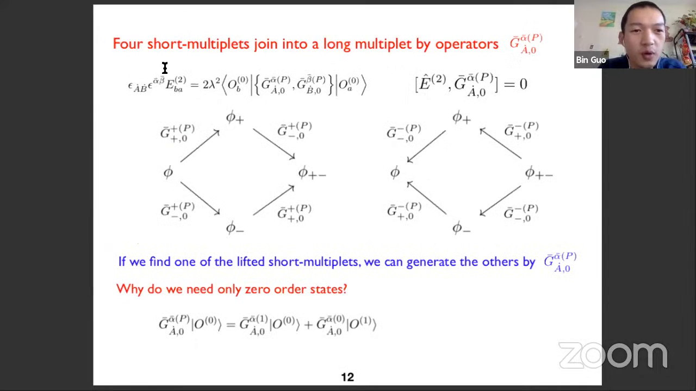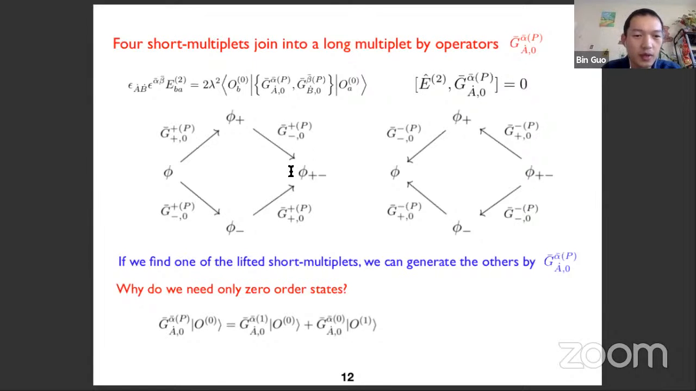And from this formula, you can also see that if we apply the same G bar twice, you will get 0. And we can also show that G bar P commutes with the lifting matrix E2. So if you start with the bottom member, you can only apply the same G once, and all these 4 members have the same lift. So that tells us the 4 short multiplets join into a long multiplet by the operator G P.